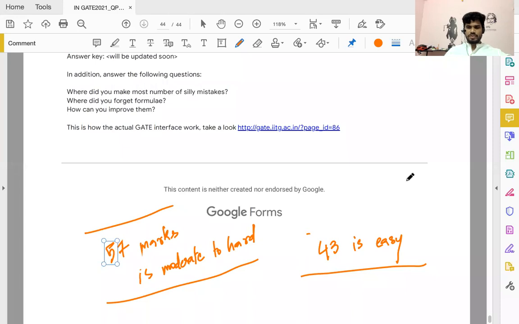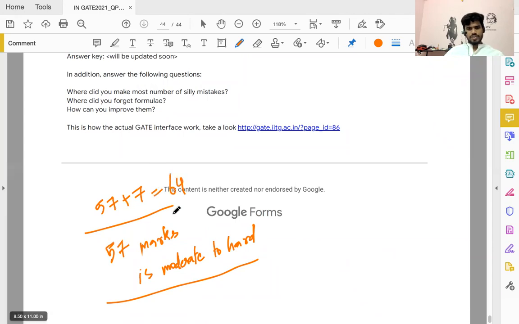For 57 core, apt is 7. So 57 plus 7 makes it 63 or 64. Fine, 64. Even then, 100 minus 63 is 36, right? Easy marks on a hard instrumentation paper.